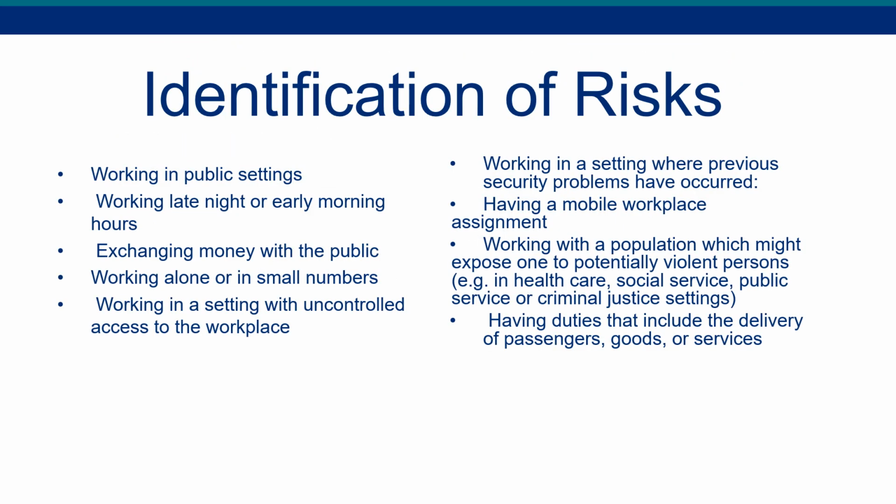The school district and the bargaining units had to identify the potential areas of risk for all school employees. Those risks include working in public settings, working late nights or early morning hours, exchanging money with the public, working alone or in small numbers, working with uncontrolled access to the workplace, working in settings where previous security problems have occurred, having a mobile workplace assignment or doing home visits, working with a population that might expose one to potentially violent persons, and having duties that include the delivery of passengers, goods, or services.